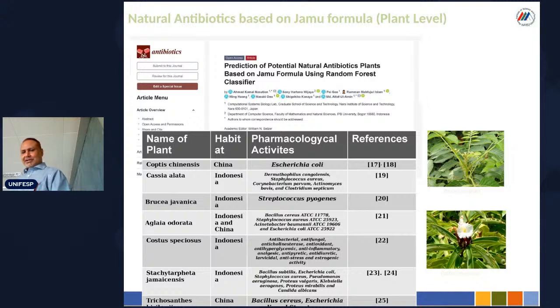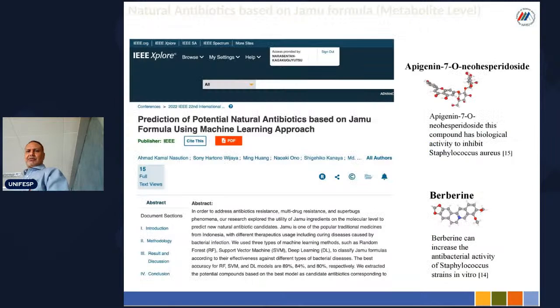And from the plant level, as you know, in the KNApSAcK database we have relations about plant metabolites. So we converted our data from JAMA formula to plant. This was the basic formula in JAMA medicine. So JAMA formula to metabolite, because we have plant metabolite relations in the KNApSAcK database. And we are also now trying to identify the natural compounds that are effective against bacteria.